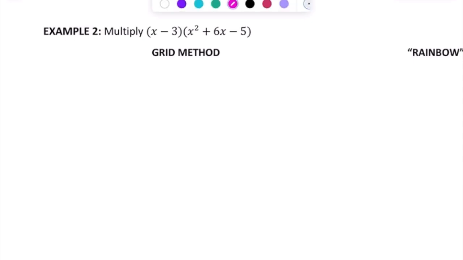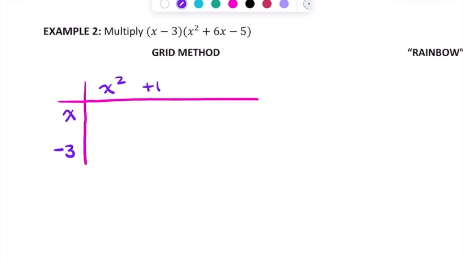So I'm going to set up my grid method. I'm going to put my x minus 3 along my left side there. So x minus 3. And I'm going to put x squared plus 6x minus 5 along the top. Now pause this question. Try it on your own. See if we get the same thing.